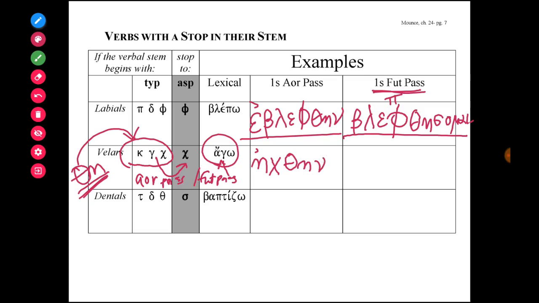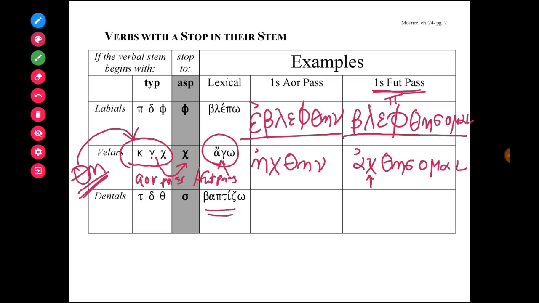If I want to say I will be led, I don't augment, I use the verbal root, but again, instead of this gamma here, this is going to aspirate to a chi. So let me clear this up. I aspirated the stop letter, and then I add the tense formatives, then the connecting vowel, and then the primary middle passive suffix, and echthēsomai is I will be led.